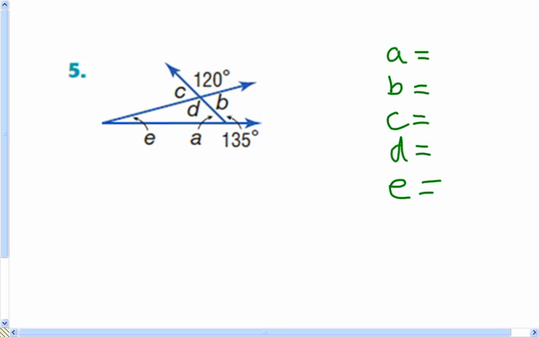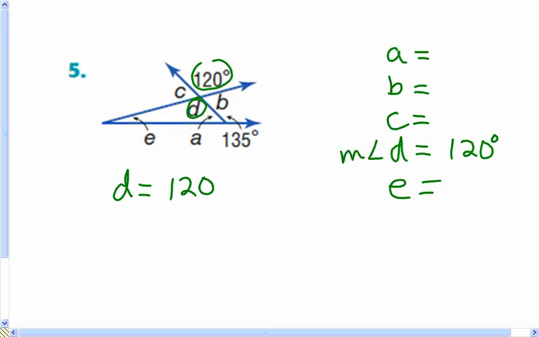One thing that I noticed right away is that 120 and D are opposite each other, created by two intersecting lines, so that means they're vertical angles and they are equal. So D is equal to 120 degrees. We'll say measure of angle D so we get used to that notation.